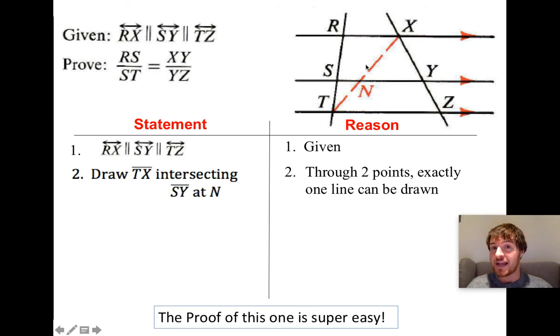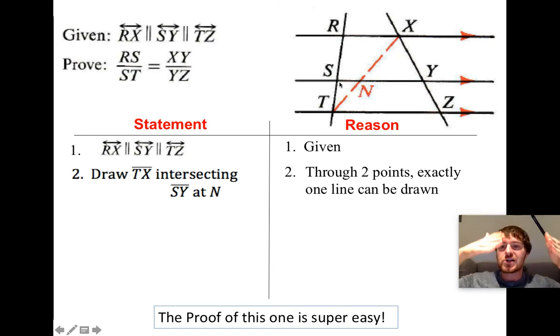Wait a second. I'm not done with segment NT and segment NX, because distance NT to distance NX has to be the same as distance TS to distance SR. Why? Basic proportionality theorem. We have this SN here. It's not a mid-segment, right? We don't know if it's a mid-segment or not, but it kind of looks like one a little bit here.